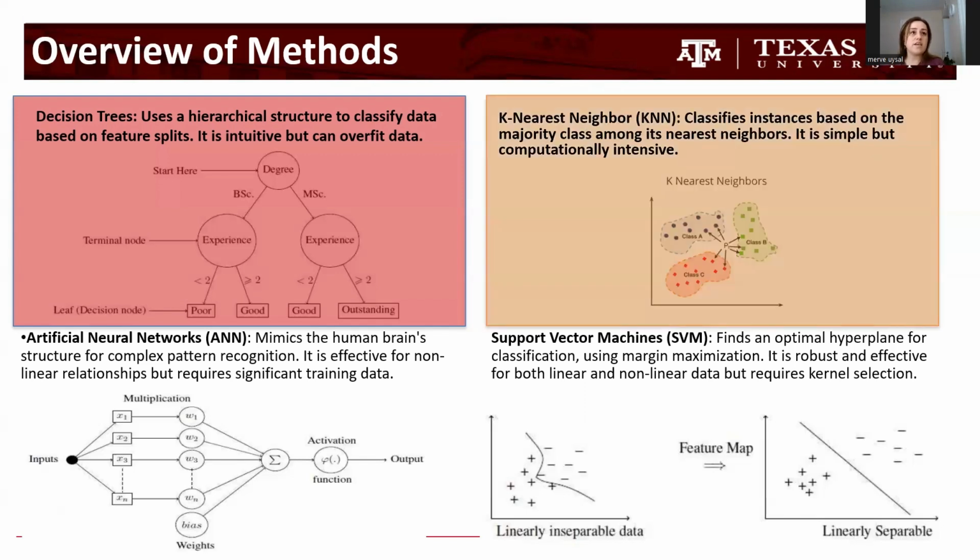Another one is k-nearest neighbor, KNN, a non-parametric instance-based learning algorithm. It works by identifying the k nearest data points to the instance we are trying to classify and then assigning the class label based on the majority vote from these neighbors. The algorithm is quite intuitive and does not require a model to be built beforehand, making it useful in cases where we want to perform quick predictions without an elaborate training phase.